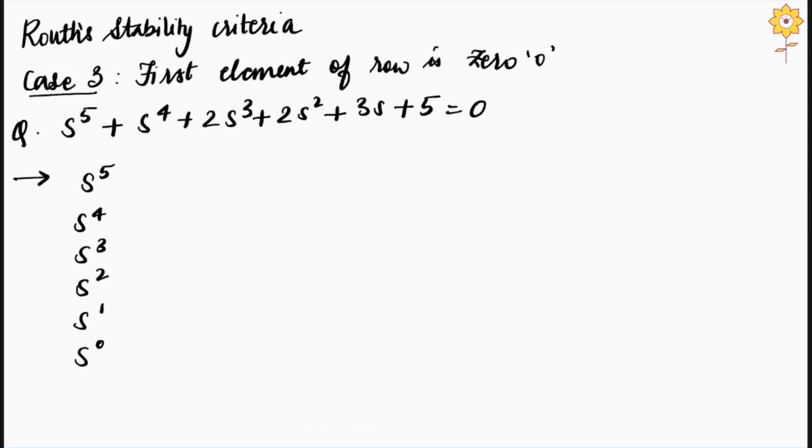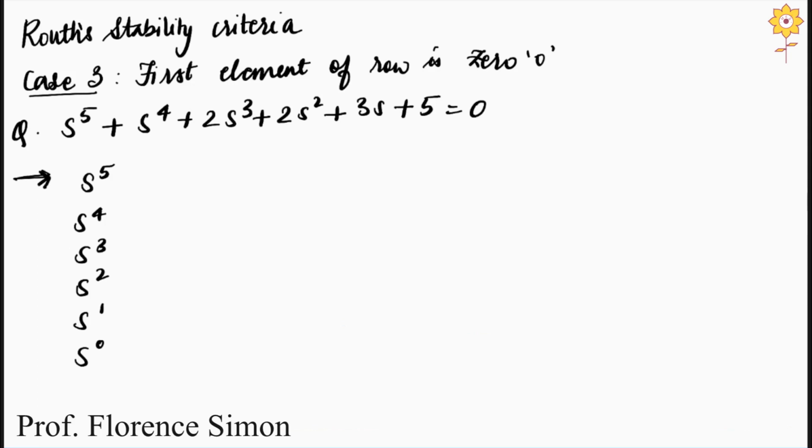In this video, we will be learning about Routh's stability criteria. We will look at case 3 in which the first element of a row is 0. So, we have a question in front of us. This is a characteristic equation. So, we start solving the numerical.